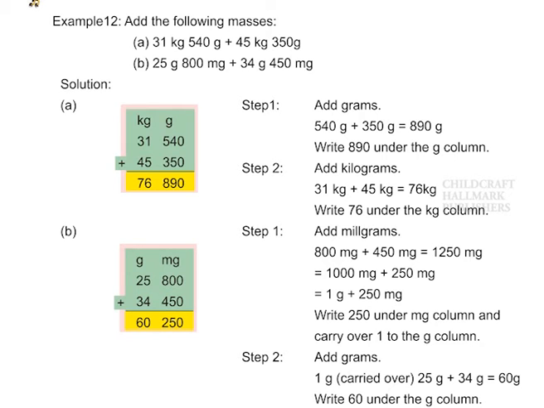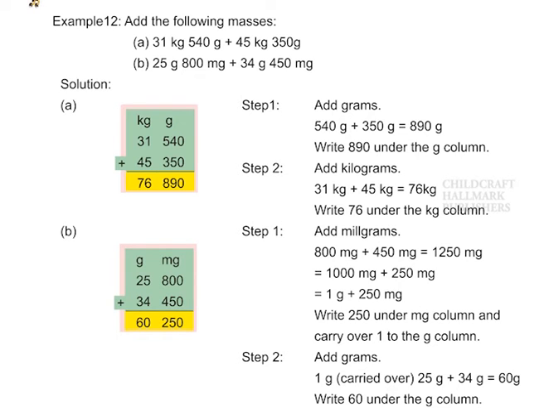540 grams plus 350 grams is equal to 890 grams. Write 890 under the gram column. Step 2. Add kilograms. 31 kilograms plus 45 kilograms is equal to 76 kilograms. Write 76 under the kilogram column.